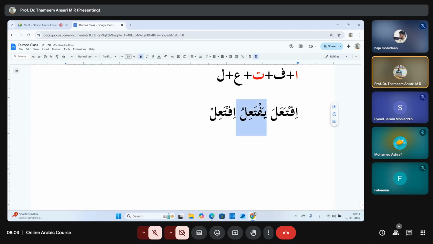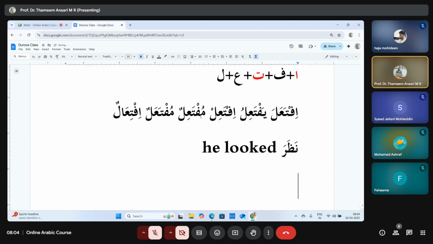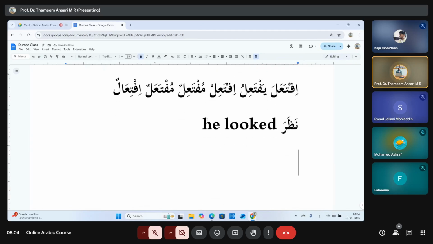Right? Ism fa'il, mufta'ilun. And ism maf'ul as well as ism makan wa zaman, ifta'alun. And the masdar form, ifti'alun. So the verb nazara. Nazara means he looked. When you bring nazara on this form, it becomes intadara.